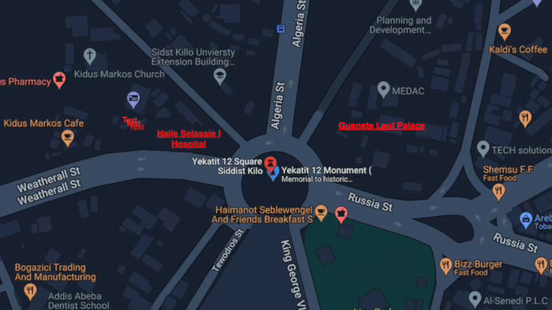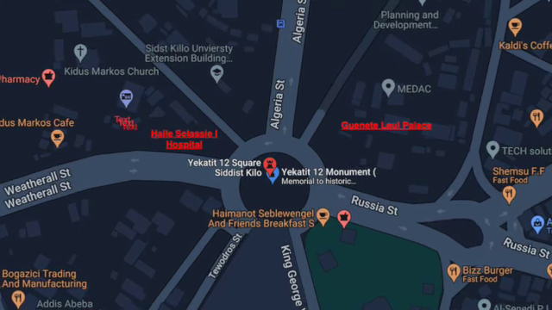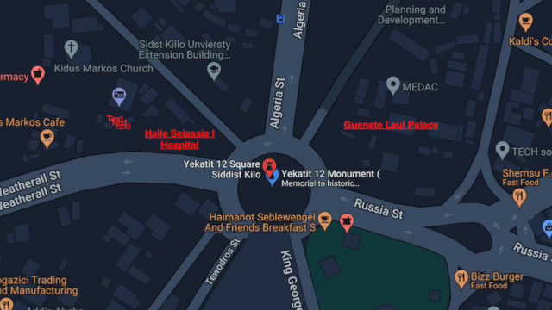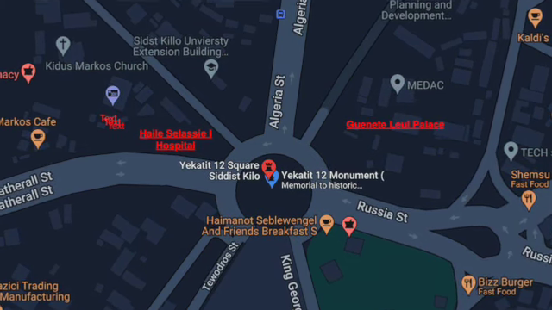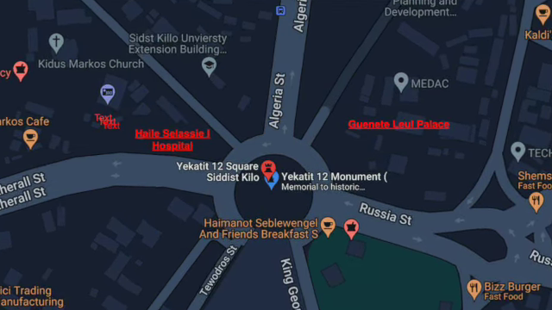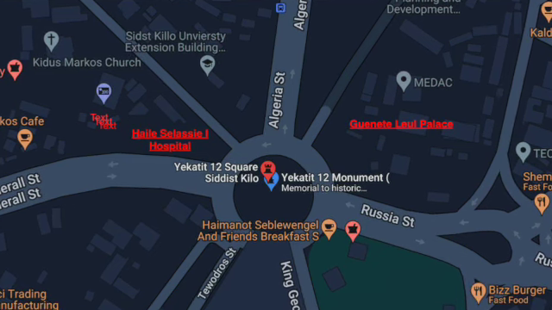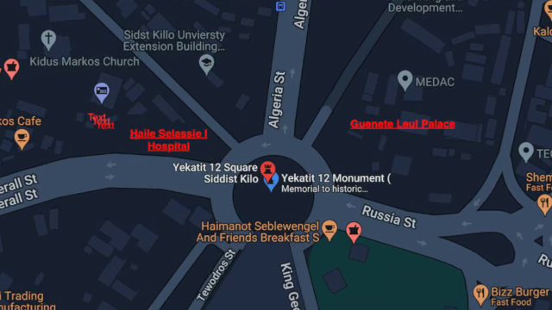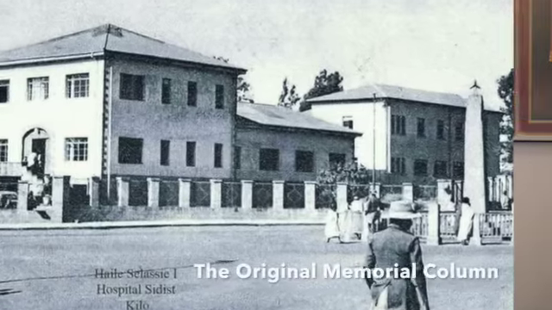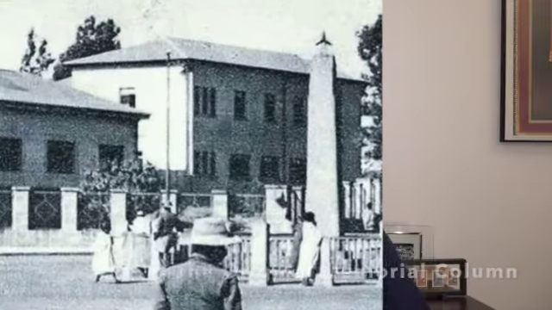Also in the square is the Yekatit 12 Hospital, previously known as the Emperor Haile Selassie I Hospital, where Graziani was rushed in order to save his life and where he was operated on, which is also the place where he ordered the massacres to begin. The present monument was dedicated in 1955 by Emperor Haile Selassie, who had earlier commissioned it in Yugoslavia while he was on a state visit there. The obelisk replaces a much simpler column that stood in the square previous to that.